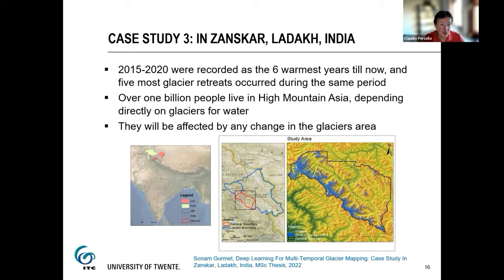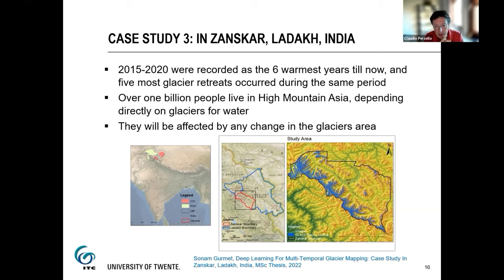And I want to show you also a third case study, in the Himalayan area, in an area called Zanskar in the Ladakh region in India. It's a very important area to study because this is an area where people really depend on the water source coming from the glacier. So it's a relatively arid area where glaciers are fundamental for the living of the people. They depend on the water for agriculture and many other economic activities.